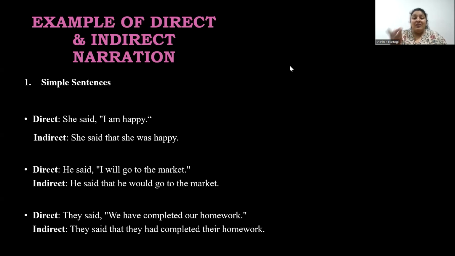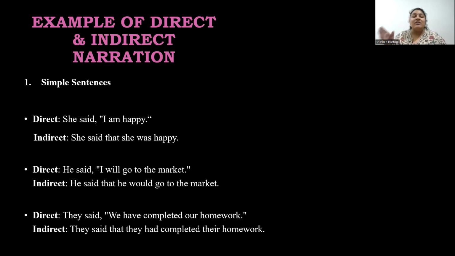There are three main simple tenses: present simple, past simple, and future simple. Present simple is: I go, she eats, they write. It's used for habits and general truths, for actions that happen regularly. Past simple, for example: I went, she ate, they wrote. It is used for completed actions in the past. Future simple, for example: I will go, she will eat, they will write. These are used for actions that will happen in the future.